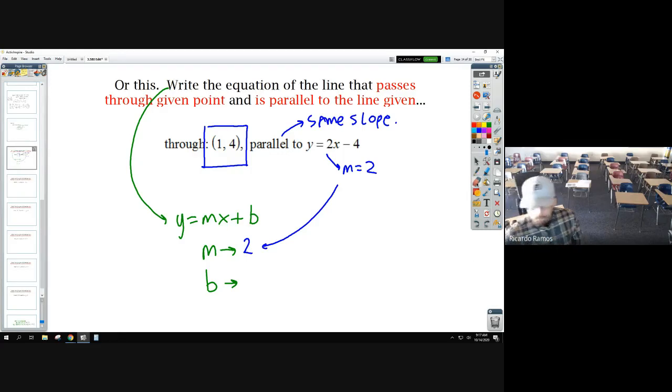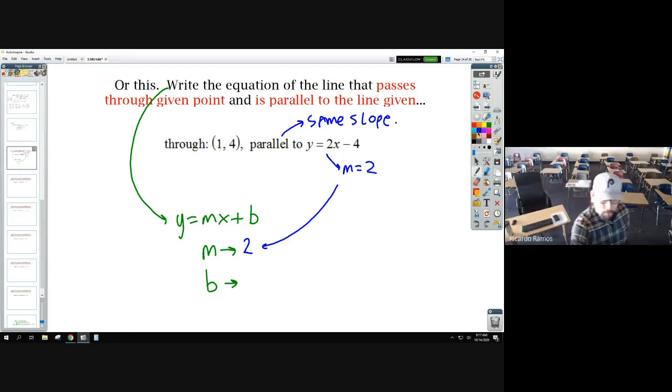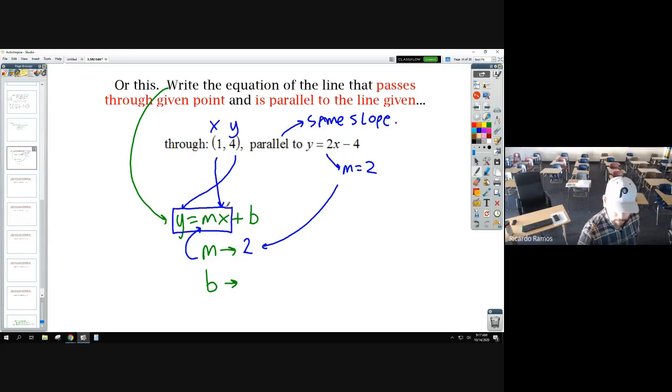What they gave us over here, the point it passes through, the 1 and the 4 represent the x and the y of that line. Now, if you notice, we have an x and a y in our slope-intercept form. We also know the slope of this line is 2, right? If I plug in these 3 things, you see how we'll be able to figure out the b, the y-intercept there? So that's what we're going to do.